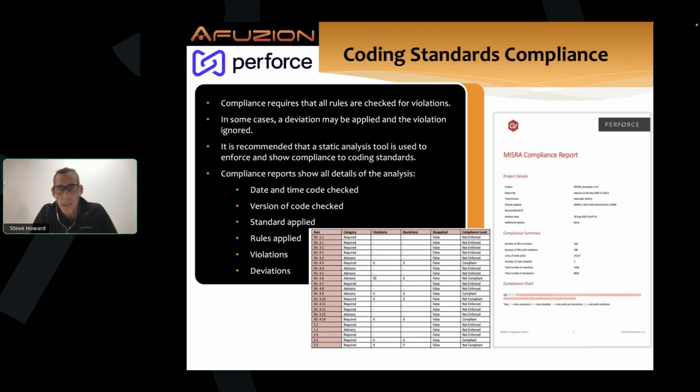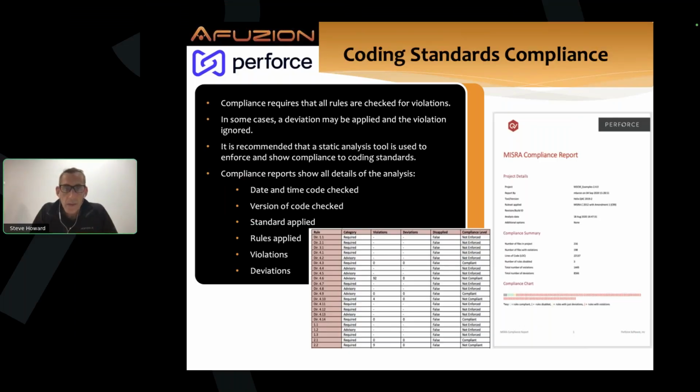When we have a non-compliancy or a violation such as this, we can apply a deviation. For most coding standards, they have a mechanism for applying exceptions to the rules, essentially. And those could be at the rule level, or they could be at the individual instance of a violation level.